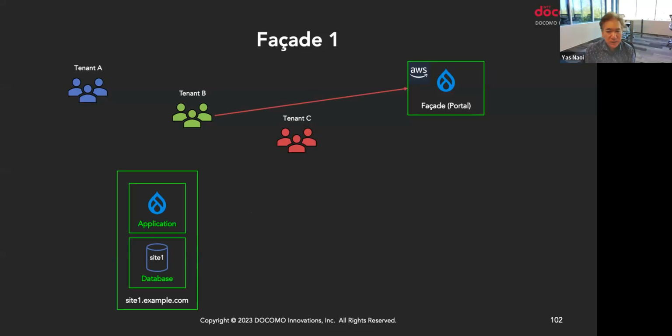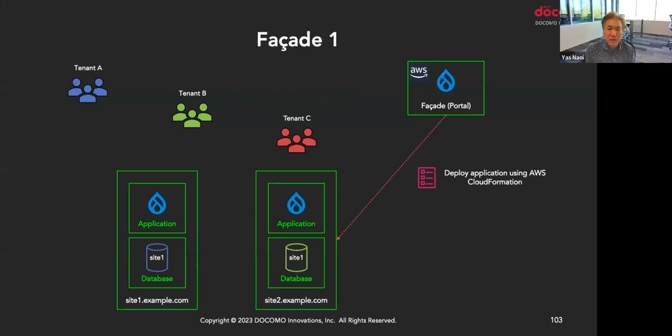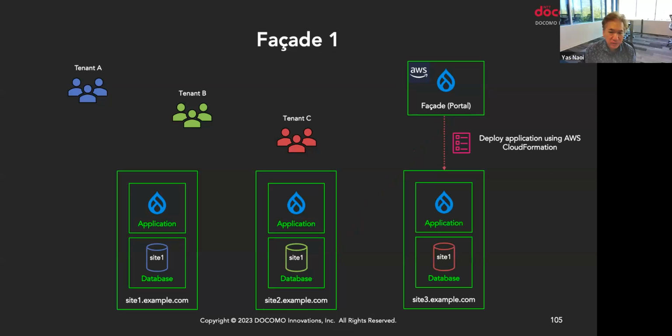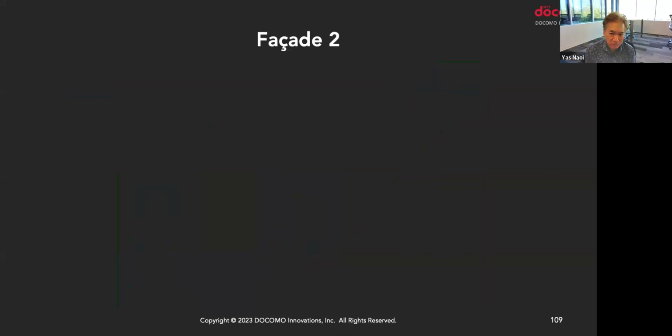As with tenant A, tenant B accesses the Façade portal, then it deploys a single site for tenant B as site2.example.com with the same database schema as site 1. Tenant C as well: the Façade portal deploys site3.example.com for tenant C with site 1's database schema. Then the Façade portal gives the URL to tenants A, B, and C after the CloudFormation stack deployment is completed. So now all tenants have their own Cloud Accelerator as a docomo MEC portal.